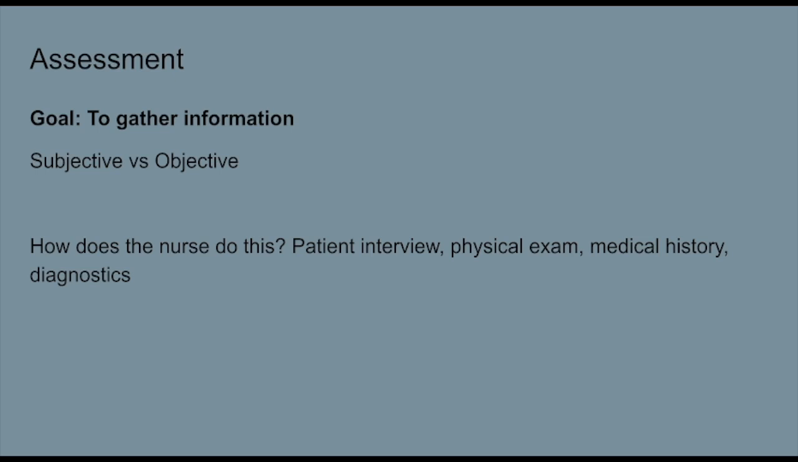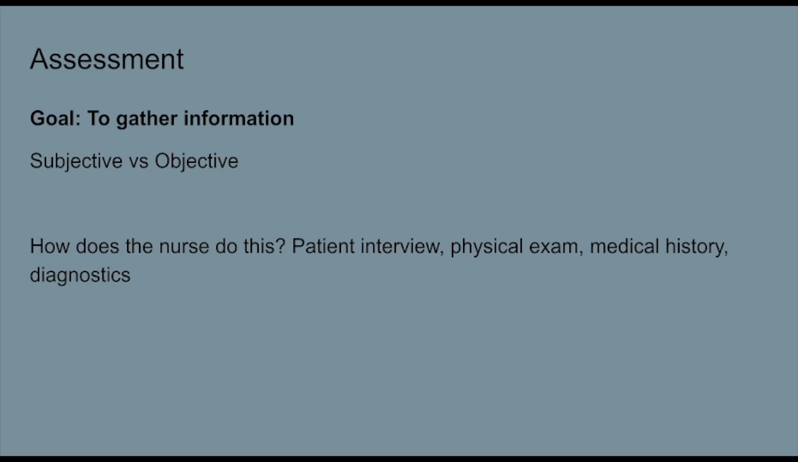So the A in ADPIE is for assessment. The goal here is to gather information. So we have subjective information and objective information. Subjective information is basically the information that the patient tells you. For example, if a patient says they're dizzy, that is subjective information. Objective information is information from data. So say you take vital signs from your patient. That blood pressure is objective information because that's data, that's a fact, which is different from subjective because that's what the patient is telling you.